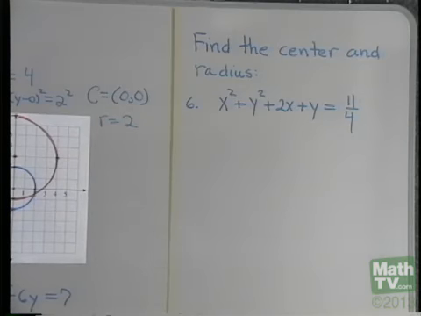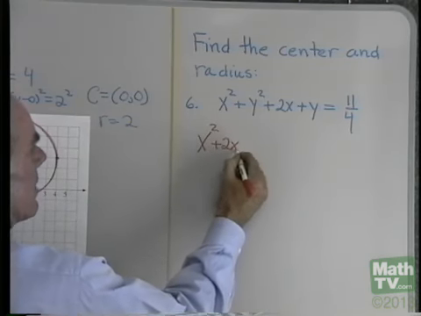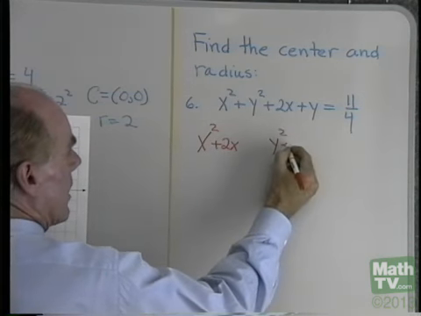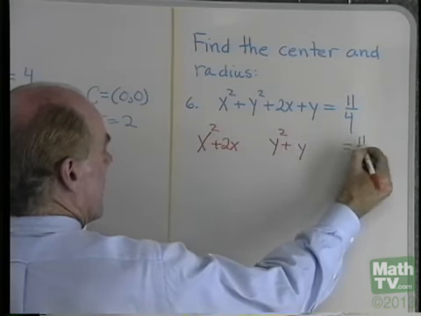So I want to find the center and radius. I have x squared plus y squared plus 2x plus y is equal to 11/4. So I'm going to have to do some completing the square here on both x and y. So let me write x squared plus 2x and leave a little space. Now let me see if I can get this right this time. Y squared plus y, leave a little space, is equal to 11/4.